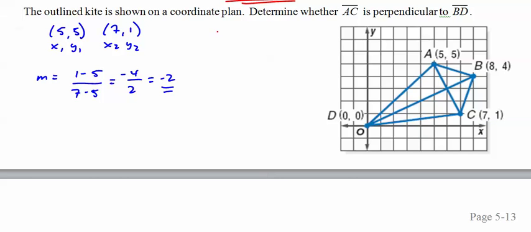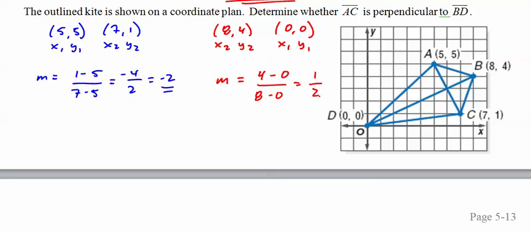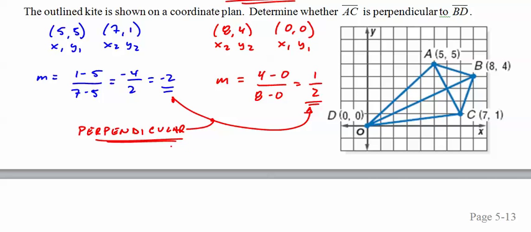Other one, (8, 4) and (0, 0). I'm going to do it this way, x2, y2, x1, y1. m equals 4 minus 0 over 8 minus 0 equals 1/2. So these are indeed perpendicular. That's it, parallel and perpendicular lines. Get good at it, get fast at it, don't ignore it and say, it's not that big a deal.